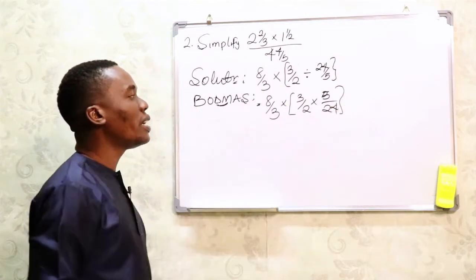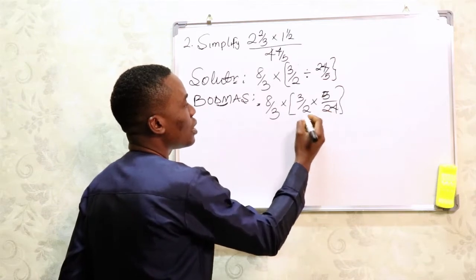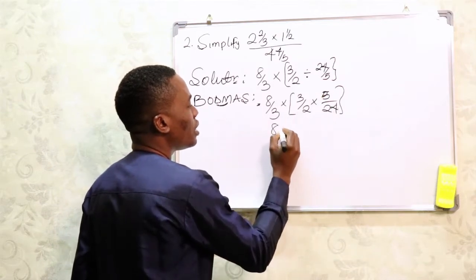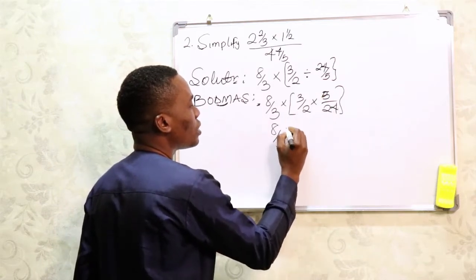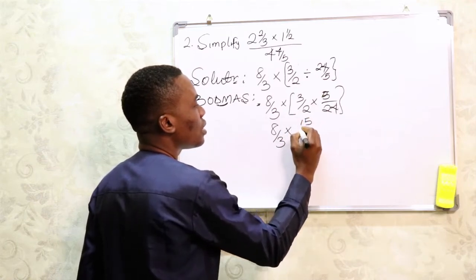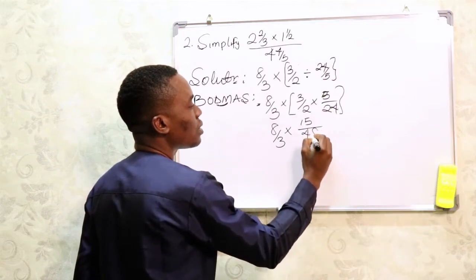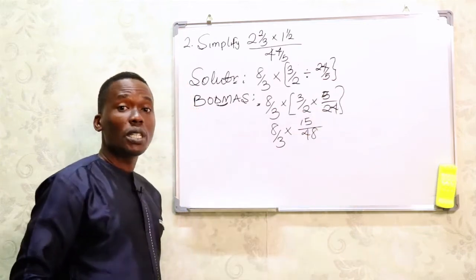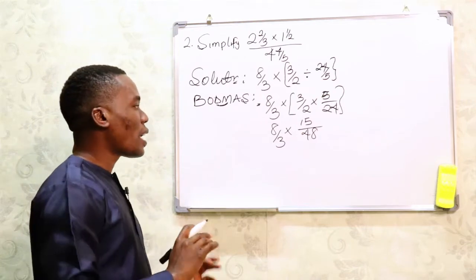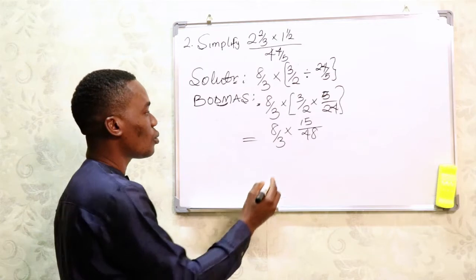Now if we simplify this further, what are we going to get? This will give us 8 times 3 multiplied by 15 divided by 48. Now you see we've simplified it further. Now we can finally simplify and then get our final solution.